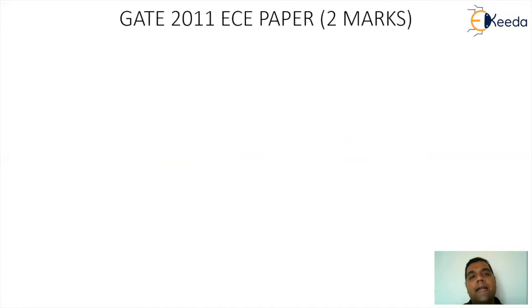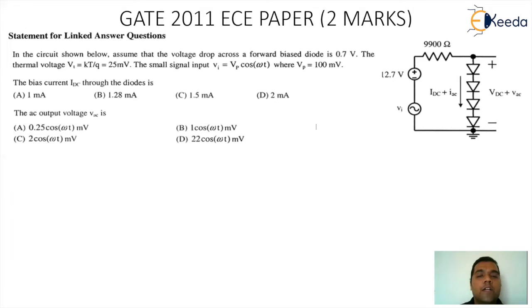So this is from the GATE 2011 ECE paper. The question has come for 2 marks. Let's go for the question. So it is basically a linked question. Let's understand. In the circuitry shown, assume that the voltage drop across a forward bias diode is 0.7 volt.